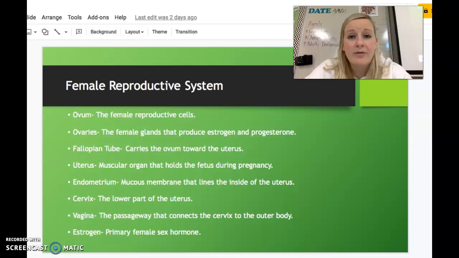Otherwise, today is all about the female reproductive system as well as the menstrual cycle, focusing more on the female side of things.